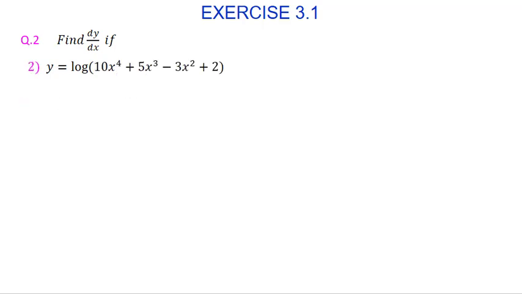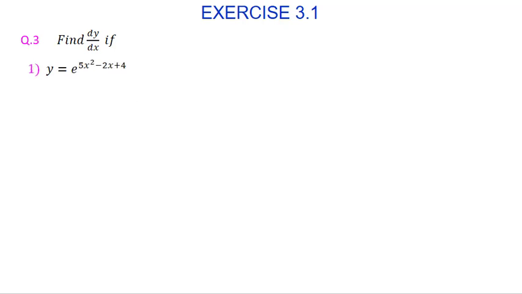The second question again, 10x power 4 plus 5x cube minus 3x square plus 2, you can take as u and you can find dy upon dx. The third question is y is equal to log of ax square plus bx plus c. Here I will take ax square plus bx plus c as u. So here again you can try yourself.